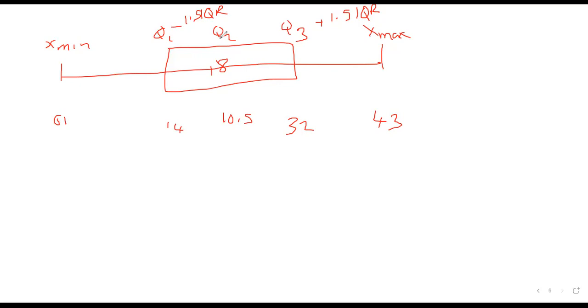So 1.5 times 18 is 27. Here we're adding 27, here we're subtracting 27. That's 32 plus 27, we get 59, somewhere here. And we subtract 14 minus 27, which is negative 13, somewhere here.